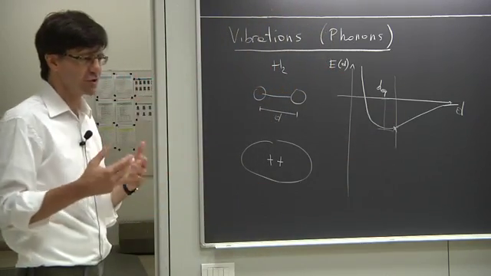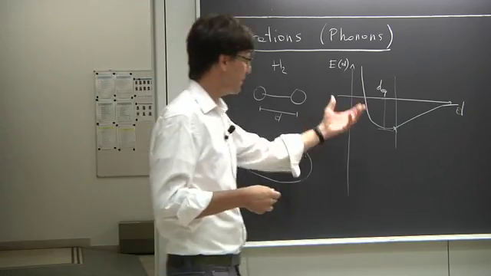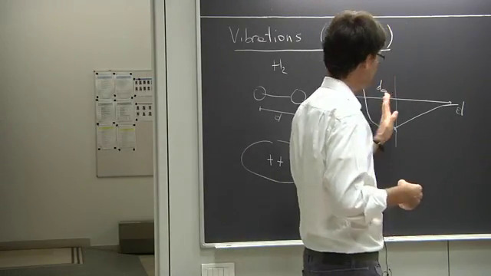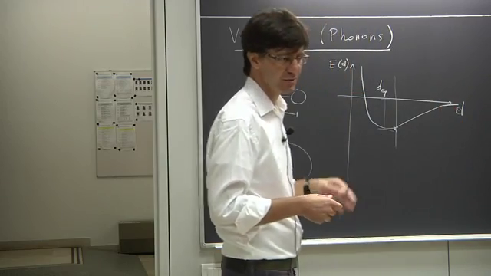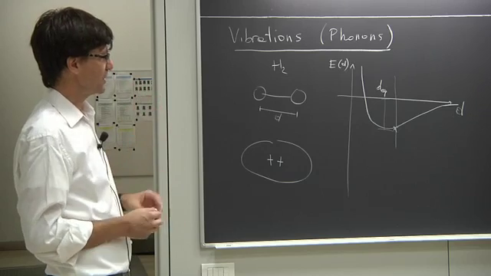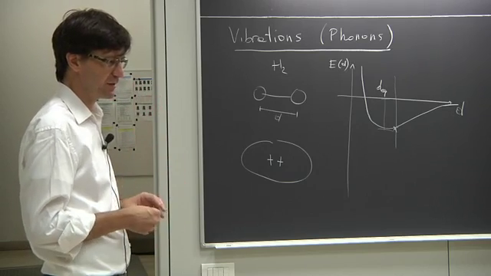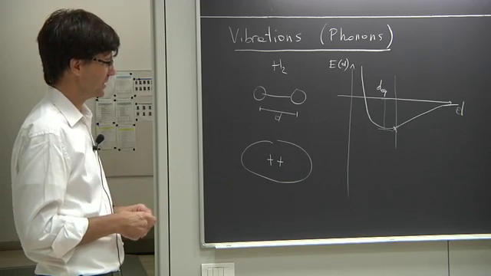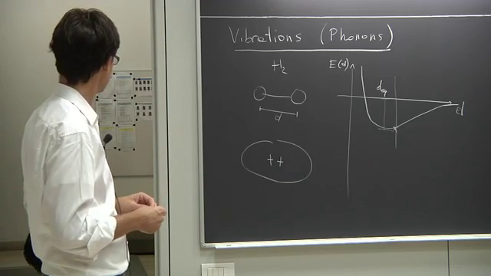It may take different shapes. It may be deeper. The equilibrium distance may be at longer distances, and so on and so forth. But the qualitative shape of this curve for any pair of atoms in the periodic table is going to be similar to something like that. So it's a rather universal concept, I should say.